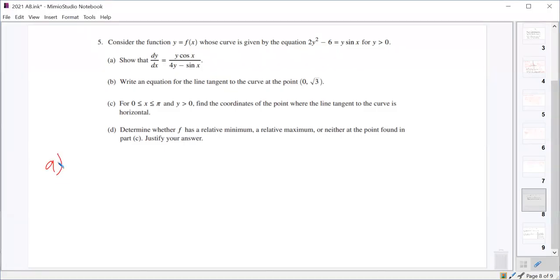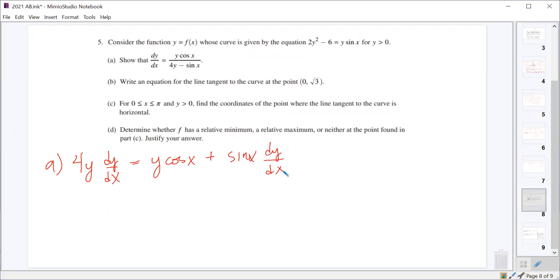So for part A, the derivative of 2y squared with respect to x ought to be 4y dy/dx. The derivative of minus 6 goes away. That equals the derivative of y sine x, which needs to be done using the product rule. So we'll have y times the derivative of sine plus sine times the derivative of y. Everybody good so far with that? Yeah.